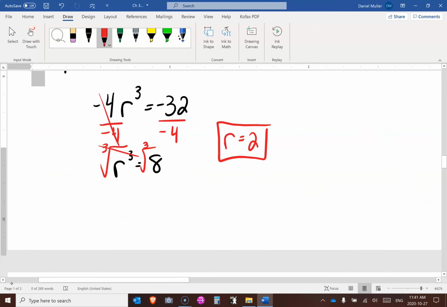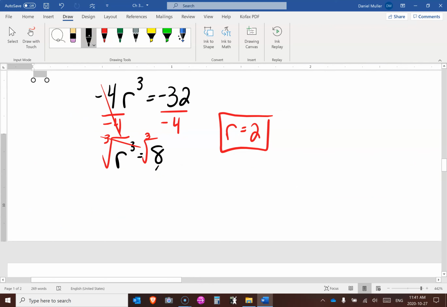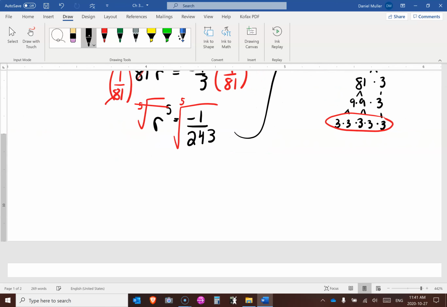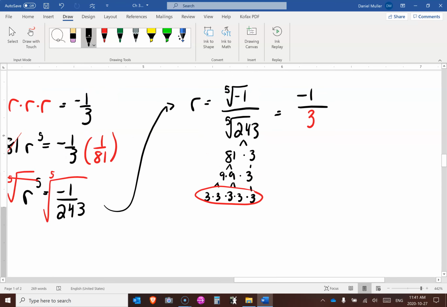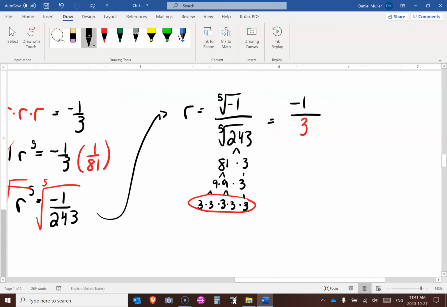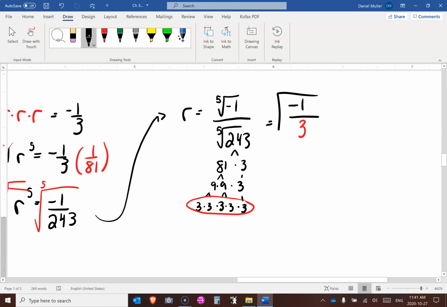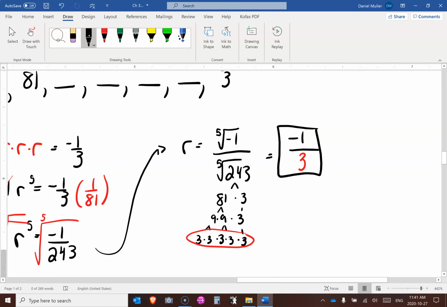Just like over here when it was an 8, we could have made this 4 times 2, and 4 is 2 times 2 times the 2 down there. So you're getting groups of 3, and there's a group of 3, which is just 2, and what's left over? Well, nothing, which is why our answer was simply just 2. And you should know what the cube root of 8 is. It is just 2. And the cube root of 243 happens to just be 3, but that is on the bottom. The cube root of negative 1 is still negative 1. So this is what my r is. My r is negative a third.